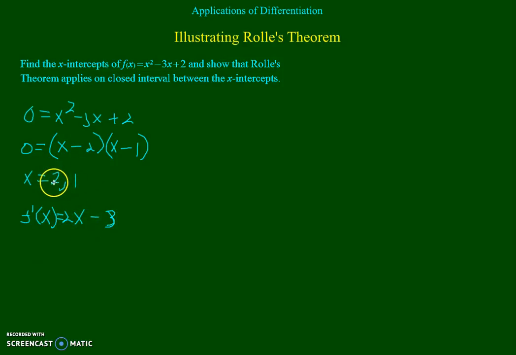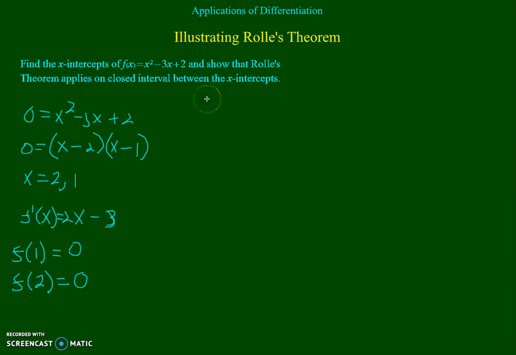Now we've got to look at f of a and f of b. So we'll call a 1. So f of 1. We plug in a 1, we get 1 minus 3 plus 2, that's 0. And f of b, which is 2, we get 4 minus 6 plus 2, 0 again. So f of a equals f of b. So yes, in fact, Rolle's theorem applies on this closed interval.